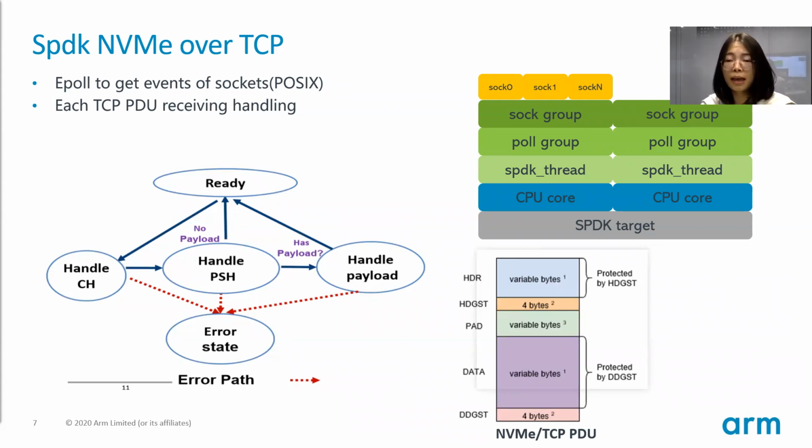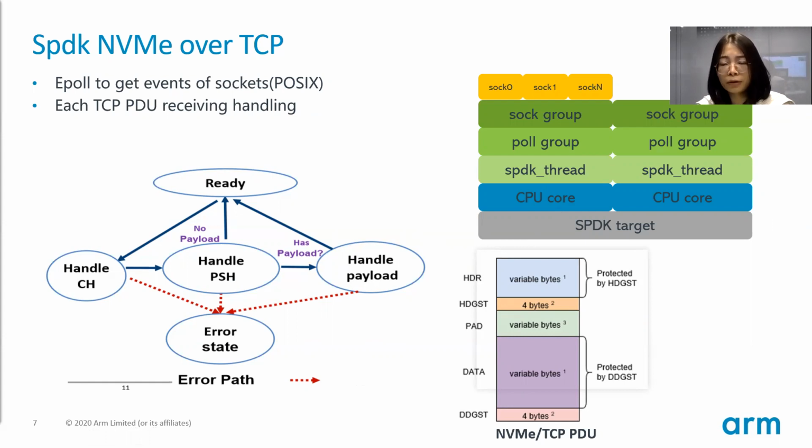On the SPDK target side, SPDK will create a new socket for each incoming connection. Then each socket is assigned to a socket group created on a CPU core. And for posix sockets, epoll is used to poll the events of each socket in a socket group. Once there is data in a socket, it begins to read the data from the socket buffer and handle it according to the PDU type.